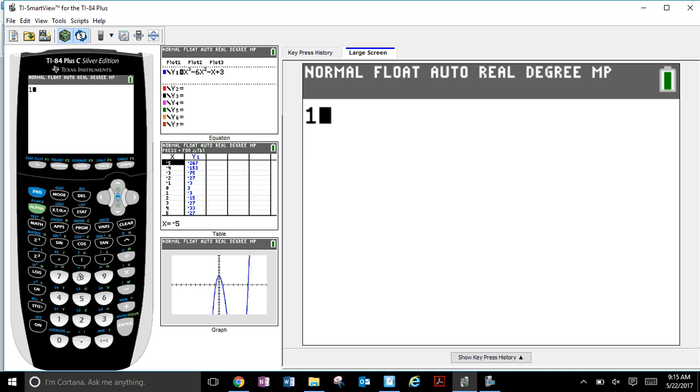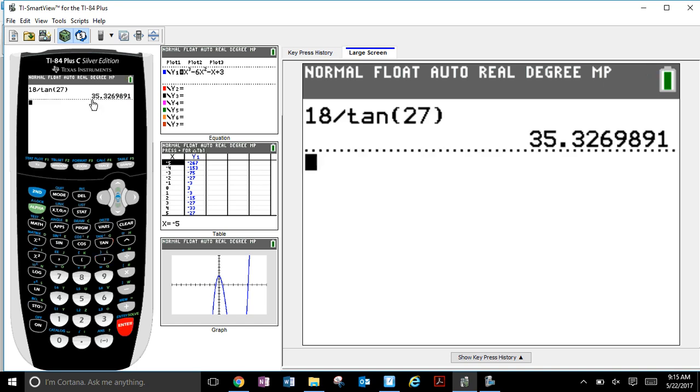If you're in radians, you'll get the wrong answer. That's something different to learn about in another class. Now I'm just going to type in 18 divided by tangent, and then I just hit 27. I don't have the degree sign because it's already in degrees now. And then hit equals. And we'll round to 1 decimal place, 35.3.